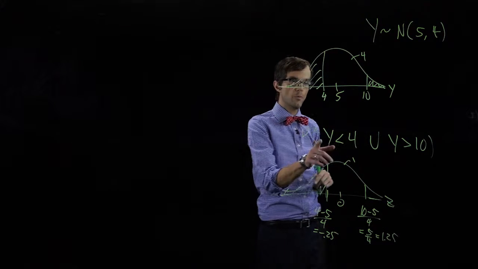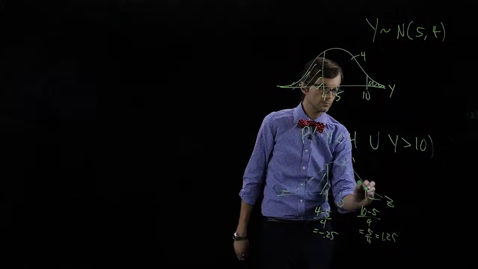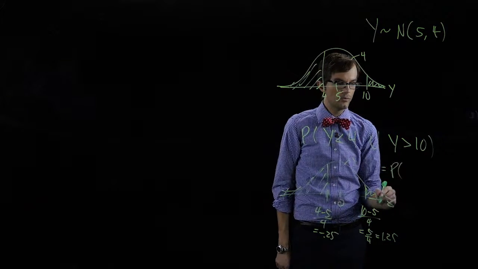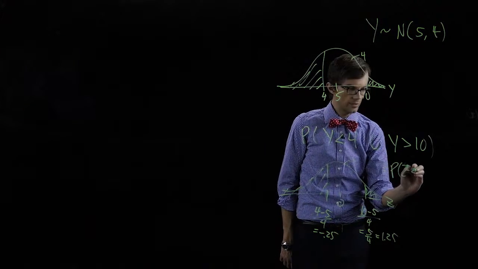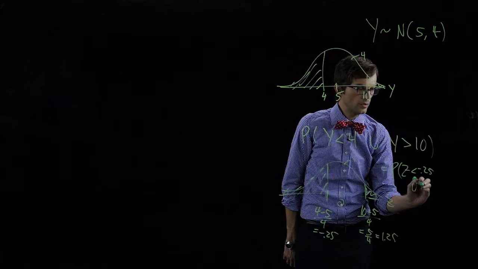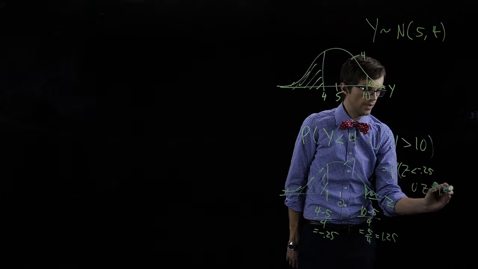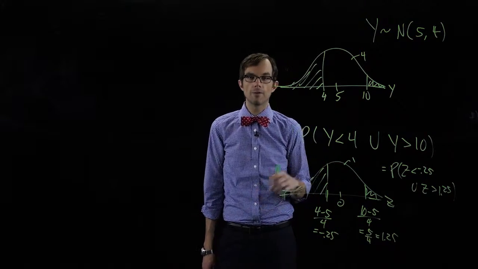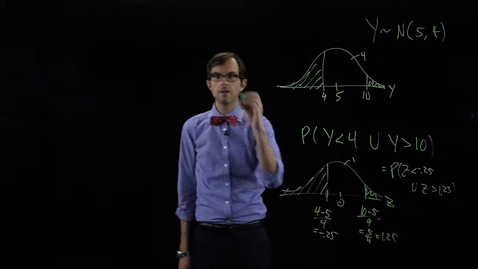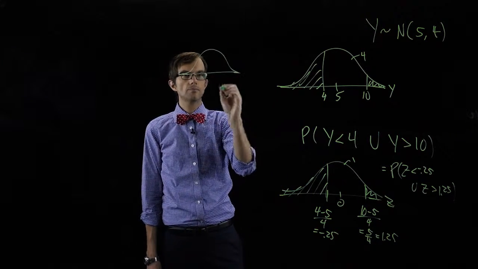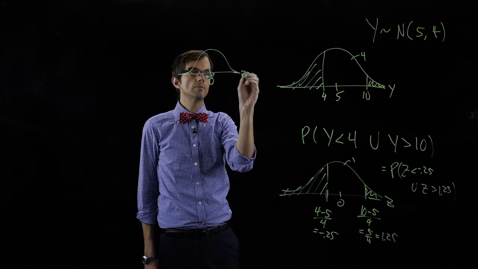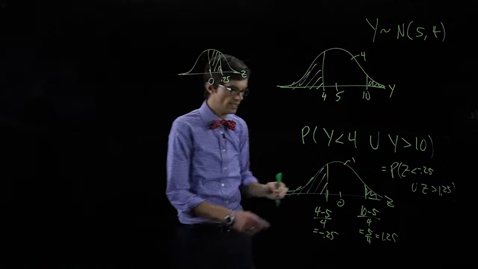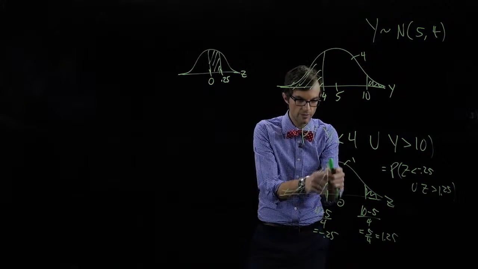So the probability that y is less than 4, union with the probability that y is greater than 10, is equal to the probability that z is less than negative 0.25, or the probability that z is greater than 1.25. So we just have to find these two areas in our lookup table. We're not going to be able to find those directly, but it shouldn't be too hard. Here is 0. Here is 0.25. And we need this area right here. That's this sliver here.